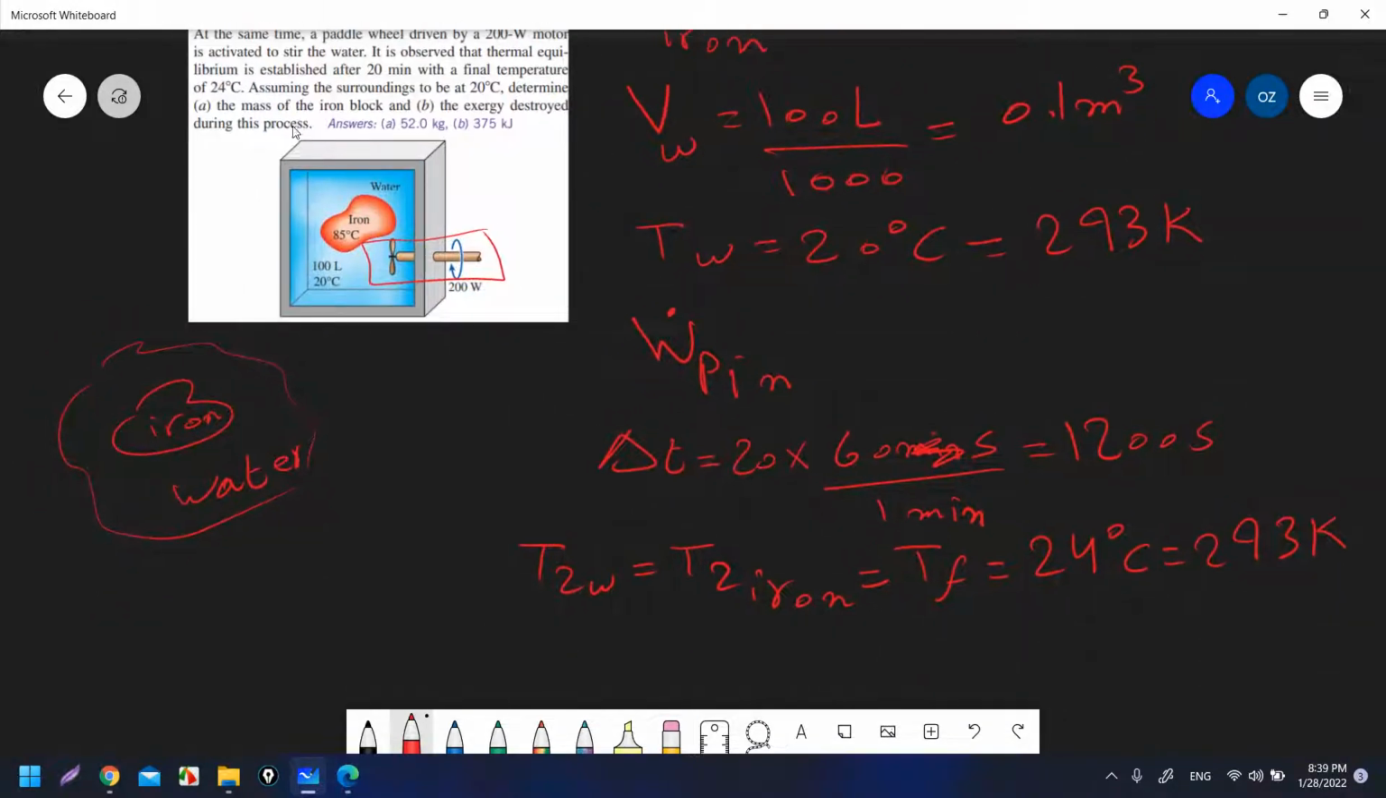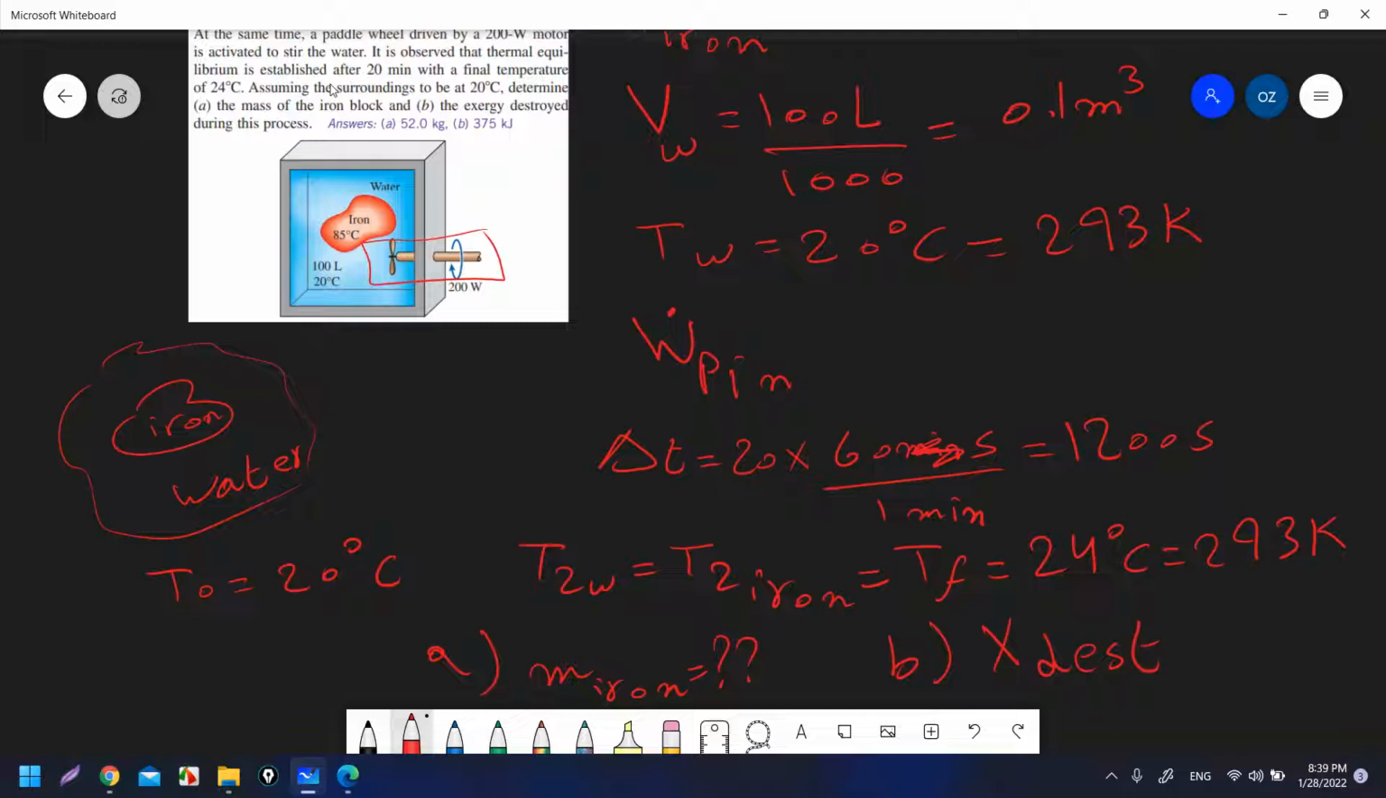So it will reach a thermal equilibrium. They will have the same temperature at state 2. Assuming the surroundings to be at 20 degrees Celsius, so T naught is 20 degrees Celsius. Determine the mass of the iron block. So he wants me to find part A, the mass of iron. And in part B, he wants to find the exergy destroyed.